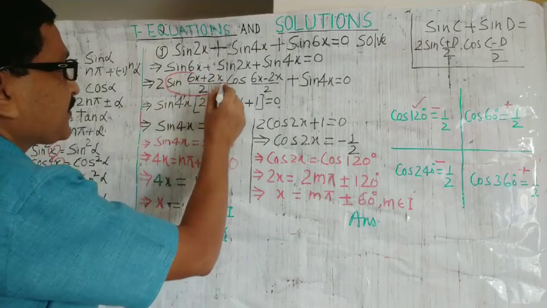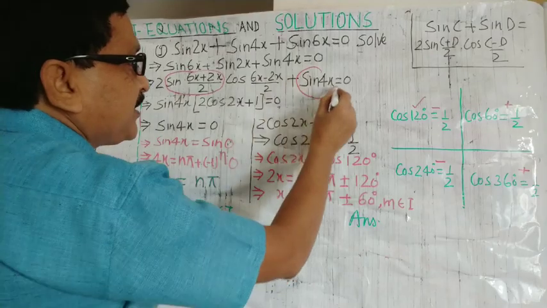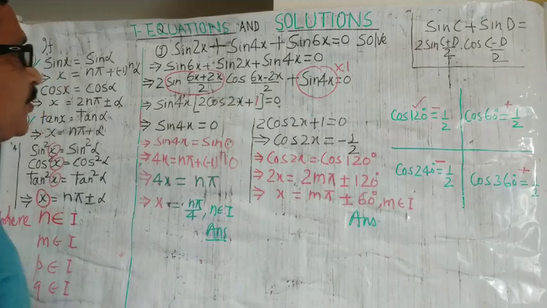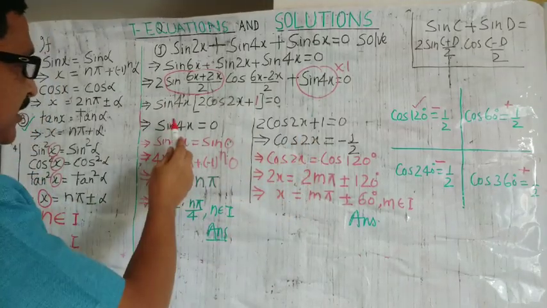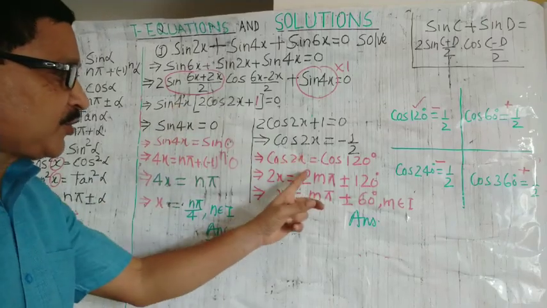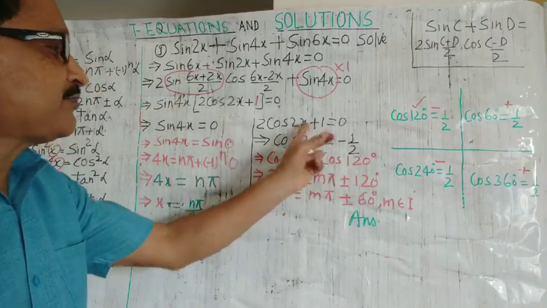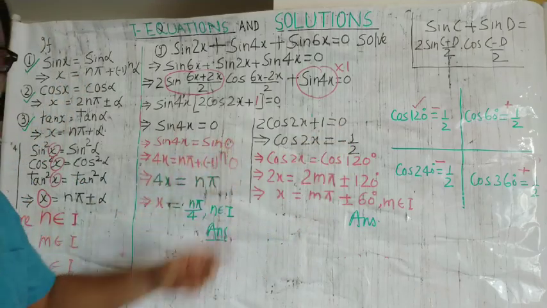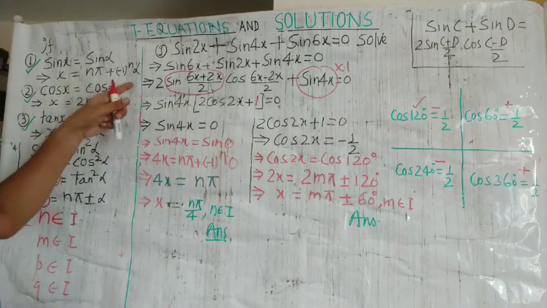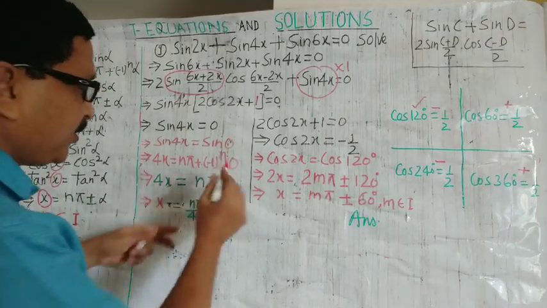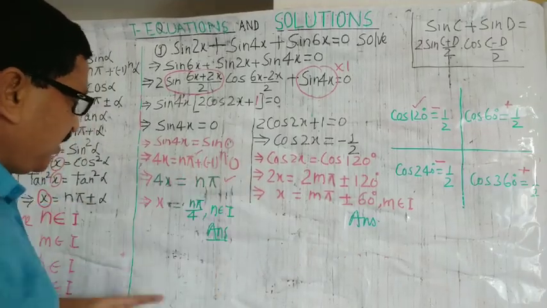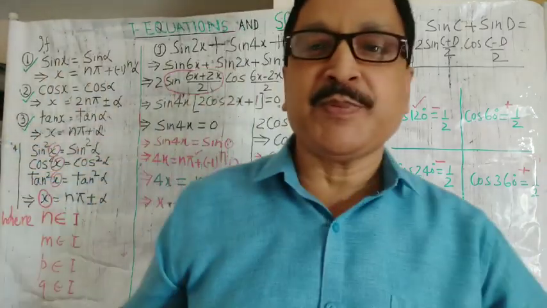Let's see, sin 4x and sin 4x. If sin 4x is taken common, this 1 is left. So we are getting either this is 0 or this is 0. So we are getting cos 2x is equal to minus 1 by 2, or sin 4x is 0. So sin 4x is equal to sin 0, so 4x is equal to n pi plus minus 1 to the power n into 0. Due to this 0, only n pi exists. So x is equal to n pi by 4, where n is a member of integer, proved.